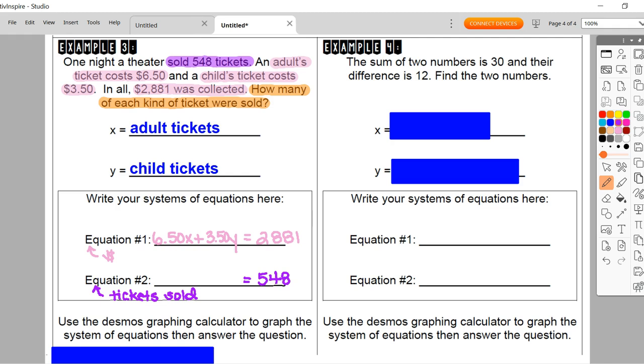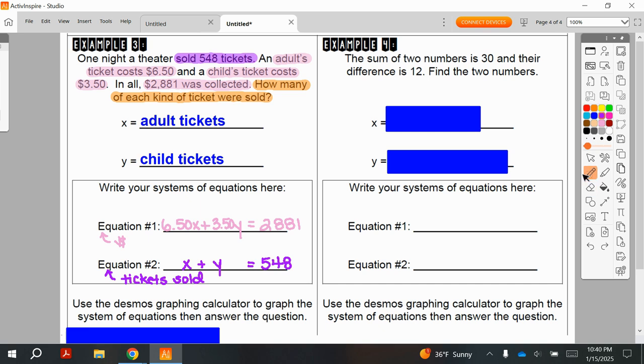What kind of tickets did we sell? Some of our children's and some of our adult tickets, so that's why I have X plus Y. But nothing goes in front of my X plus Y because I don't have any further information besides that some adult tickets were sold, some child tickets were sold, to make 548 tickets sold total. And then we'll break down how many adult, how many children when we look at the system of equations.